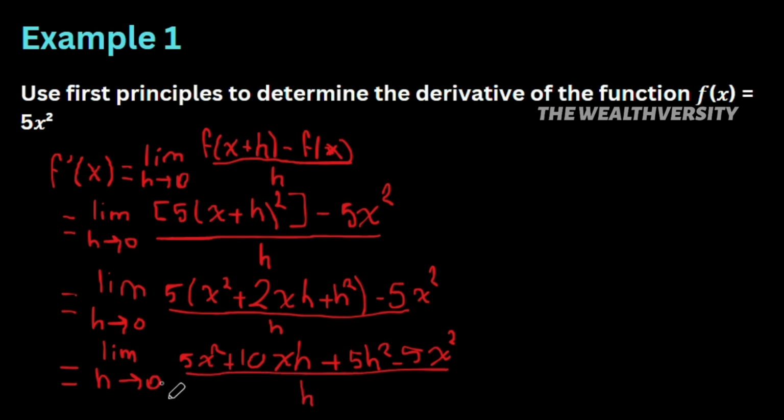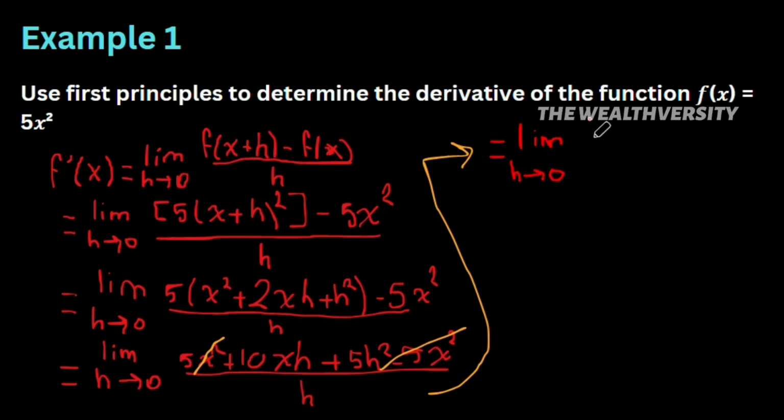Now notice how we have positive 5x squared and a negative 5x squared. Since they are the same number but opposite signs, they cancel, and we are left with 10x h plus 5h squared divided by h. We can factor out a common factor in the numerator, which is h, and we are left with h times 10x plus 5h divided by h. Now the h in the top and the bottom cancel, and all that is left is 10x plus 5h.